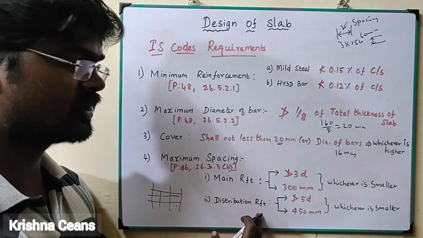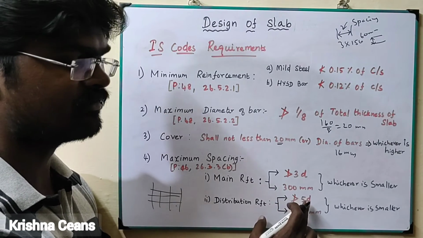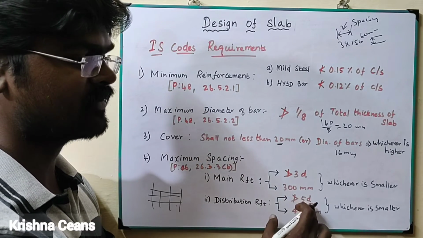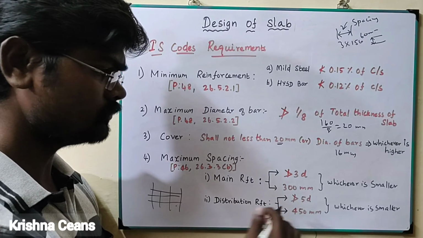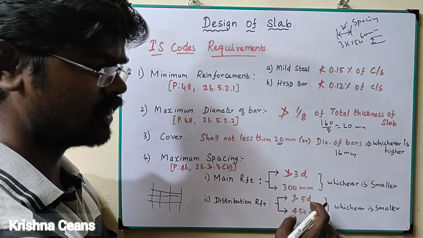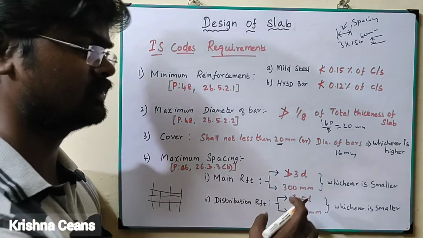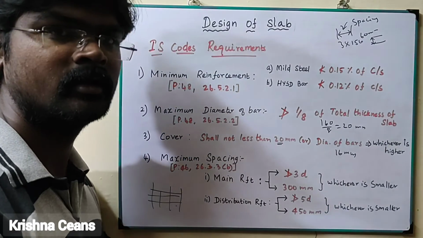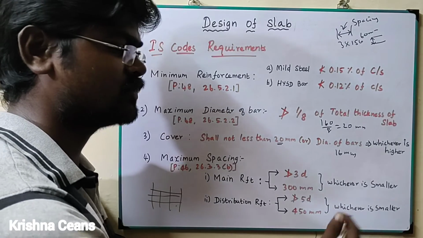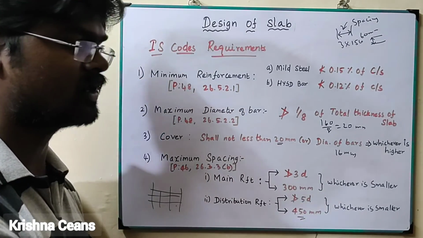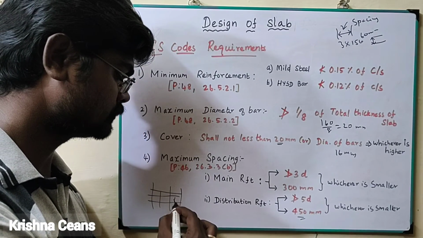The second one is distribution reinforcement. The spacing of distribution reinforcement should not be greater than 5 times the effective depth. In case the effective depth is 150, 5 into 150 is almost 750. Then another limit is 450 mm, whichever is smaller. 450 is smaller, so we have to adopt 450 mm spacing between distribution bars.